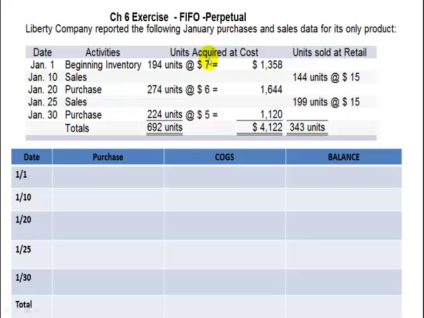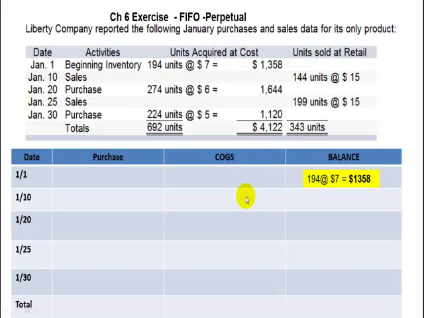So that's at January the 30th, and now we're ready to go on to the third inventory method, which is FIFO. FIFO says the first thing we get in is the first thing that goes out the door. So first in, first out. Here's the same information we've been dealing with all of these other three sections here. And now let's put down what we start with on January the 1st. Start with 194 units at $7 a piece, $1,358, which came from right here.